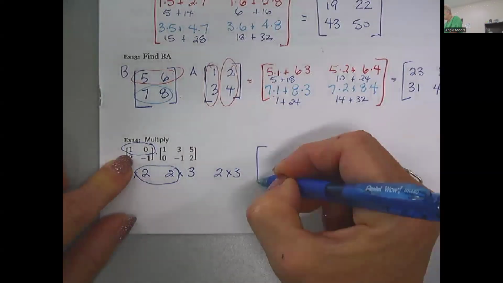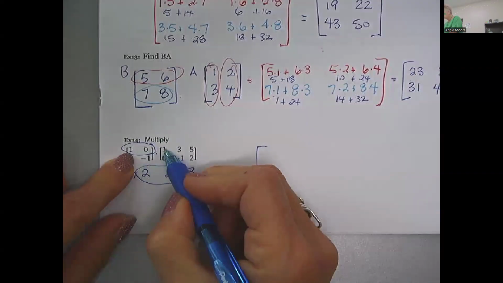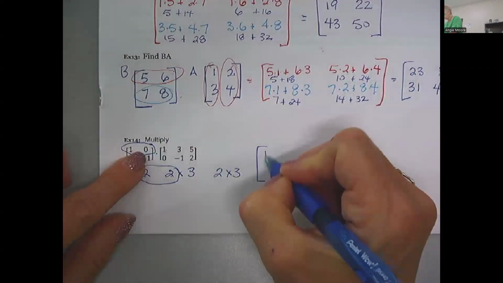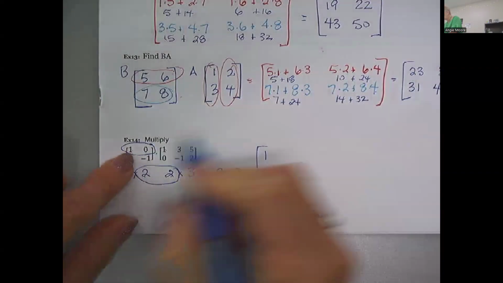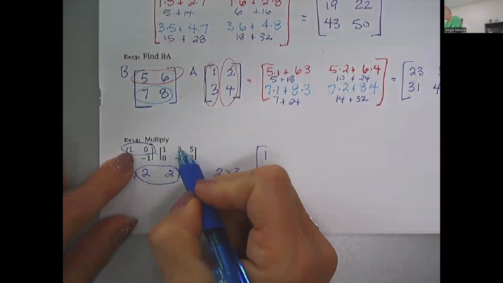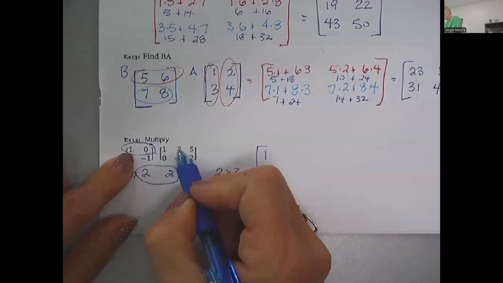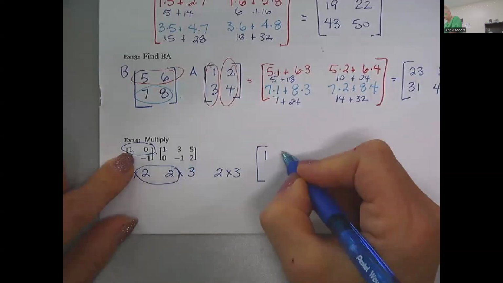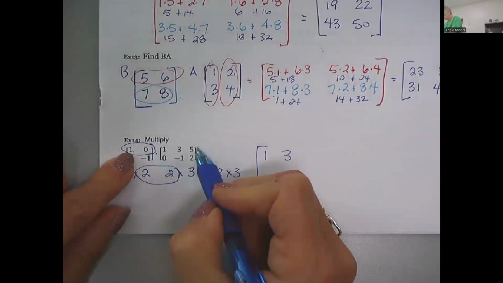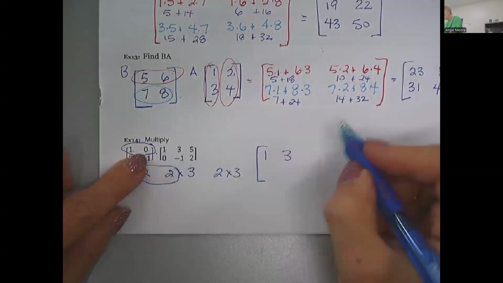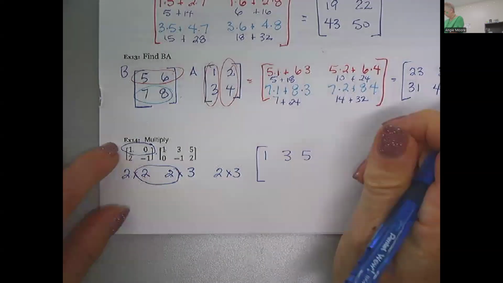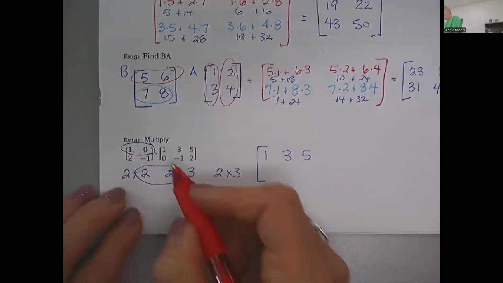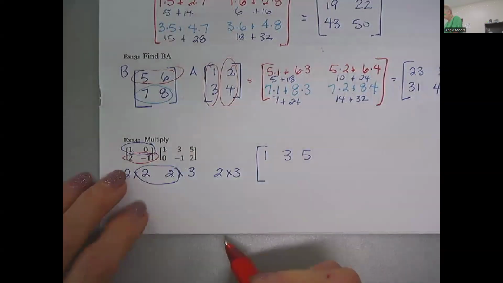So we will get 1 times, I'm going to do this a little bit together. 1 times 1 is 1, plus 0 gives me 1. 1 times 3 is 3, plus 0 times negative 1, well, it's still 0, so I have 3. 1 times 5 is 5, and it doesn't change that. There we go. Those are the first. Now we take the second one.